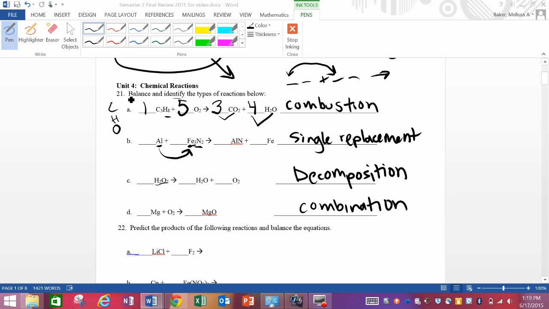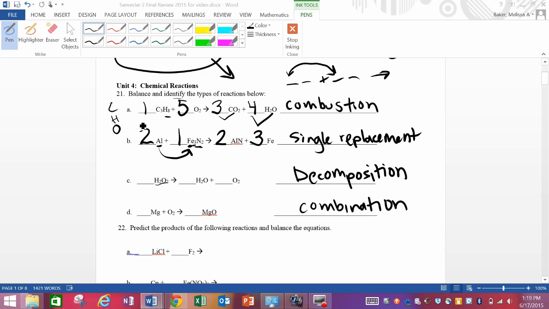How about letter B? Check this out. We've got Fe3N2. So let's try putting a 2 here. So we've got 2 N's on the right. Fe3, we need a 3 there. Now we've got 2 Als, so we need to add a 2 out front here. How about letter C?